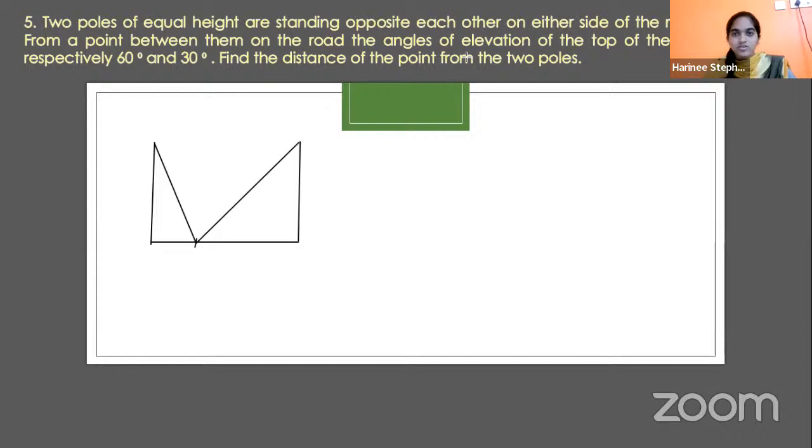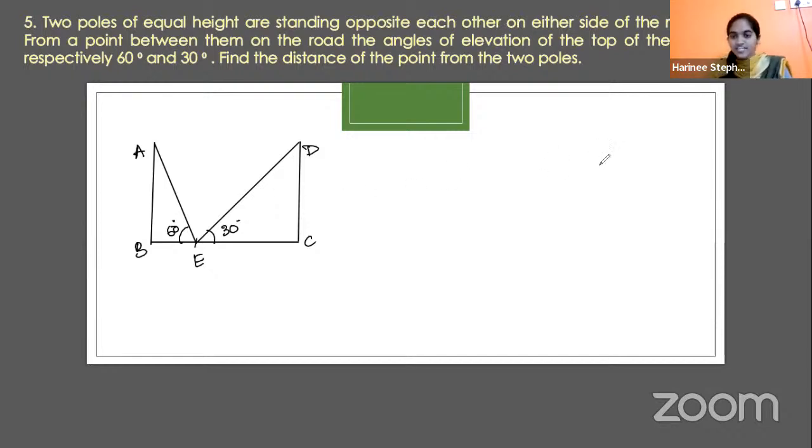They are varied. So the one closer will have the greatest angle of elevation, and the one away, which has more distance, will have the lesser angle of elevation. I hope your diagram looks like this. If yes, give yourself 1 point.